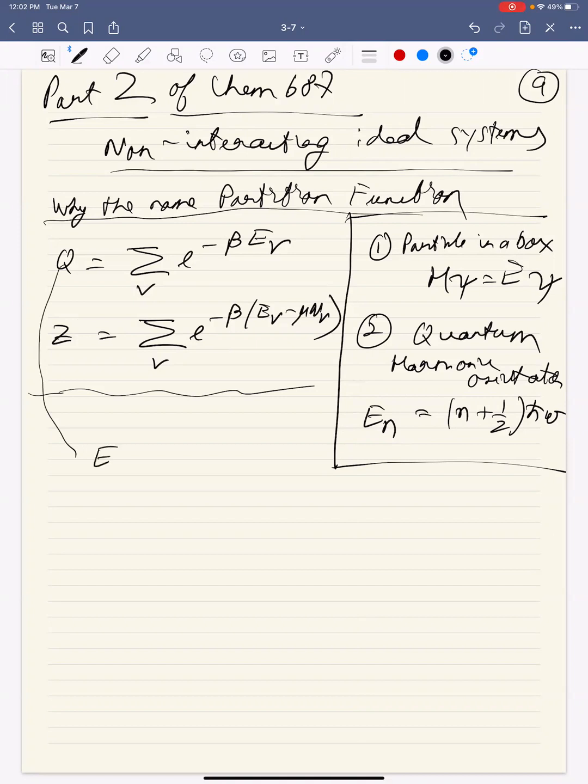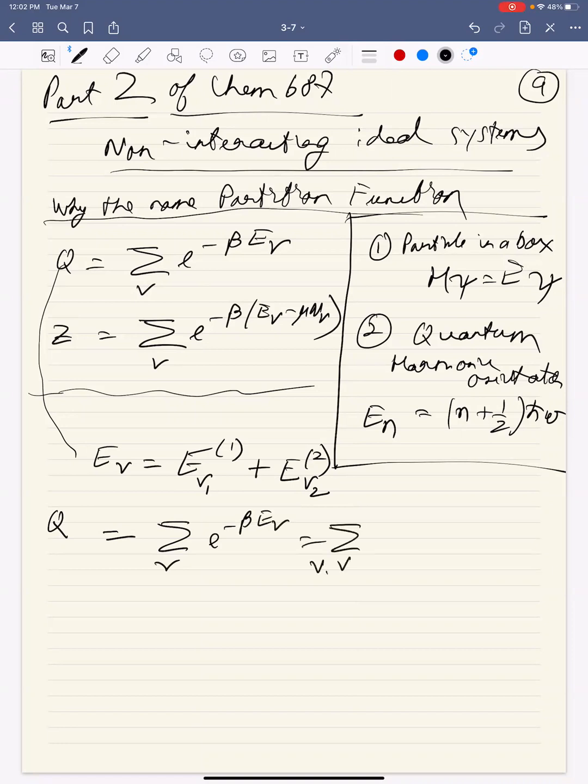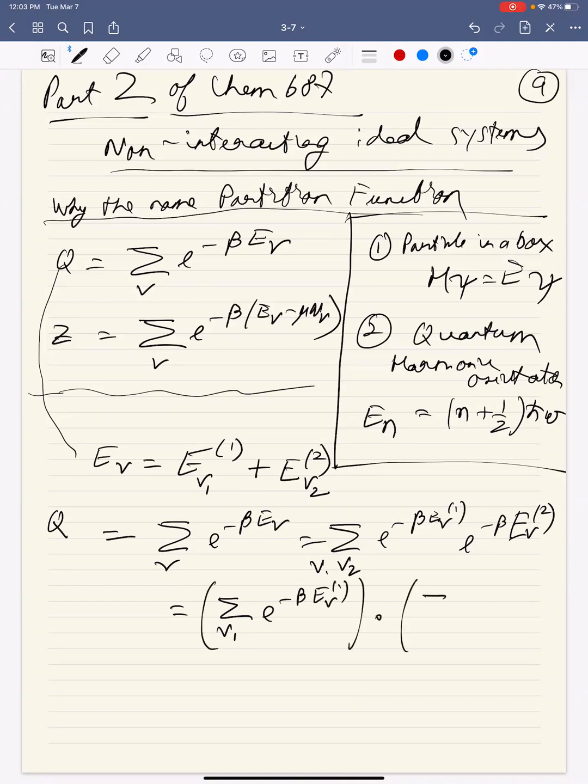If you have a system where the energy can be written as the energy coming from two subsystems, subsystem 1 and subsystem 2, where the microstates nu1 fully characterize subsystem 1 and microstates nu2 fully characterize subsystem 2. This could be two independent particles, right? If you do this, and if you think about Q, it's going to be the summation over nu of e to the power minus beta E_nu, which is the summation over nu1, nu2, because nu is just microstates, of e to the power minus beta E_nu1 multiplied by e to the power minus beta E_nu2. And these summations can be done separately. So you can have the summation over nu1 of e to the power minus beta E_nu1 multiplied by the summation over nu2 of e to the power minus beta E_nu2.